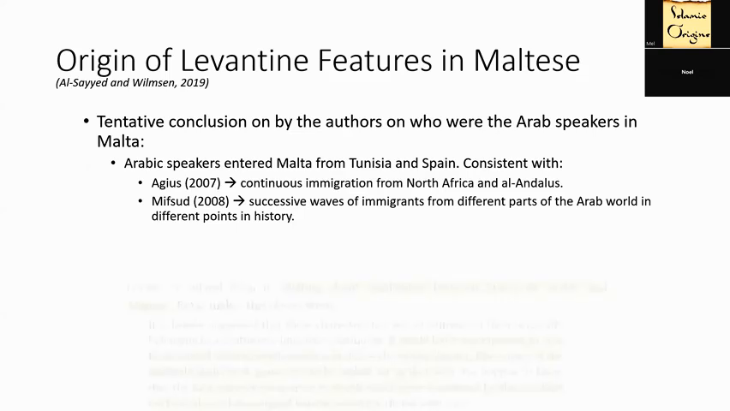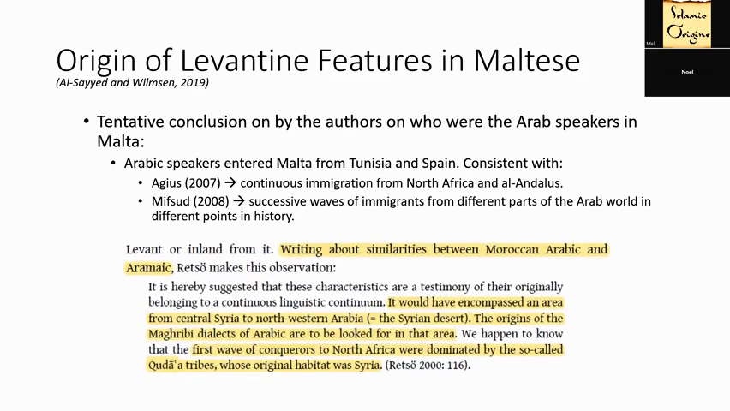Now, just on that, just so we're clear, Levantine refers to the area Syria, Israel? Yes, yes. So why would the Levantine features indicate that the people came from Tunisia and Spain? Because that is not Levantine.